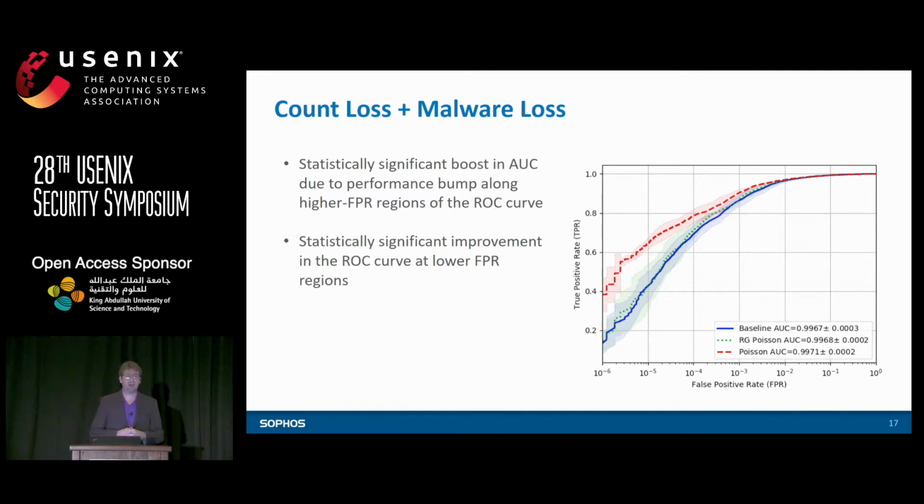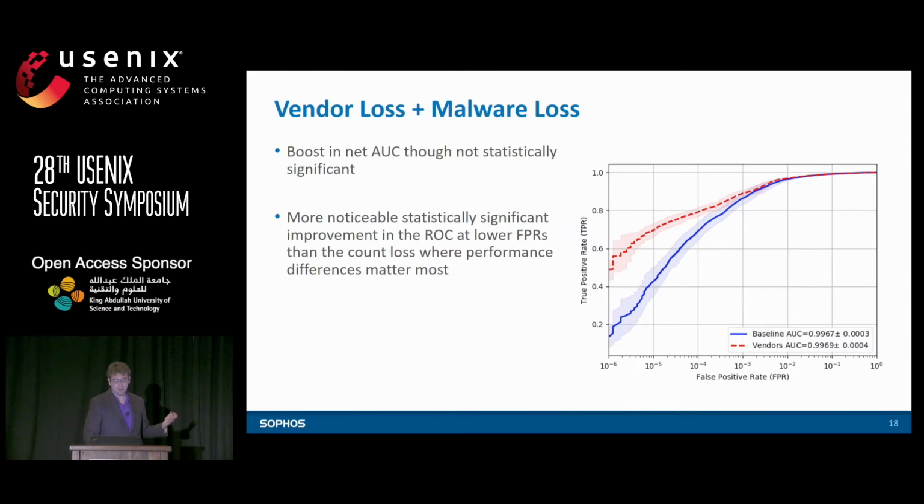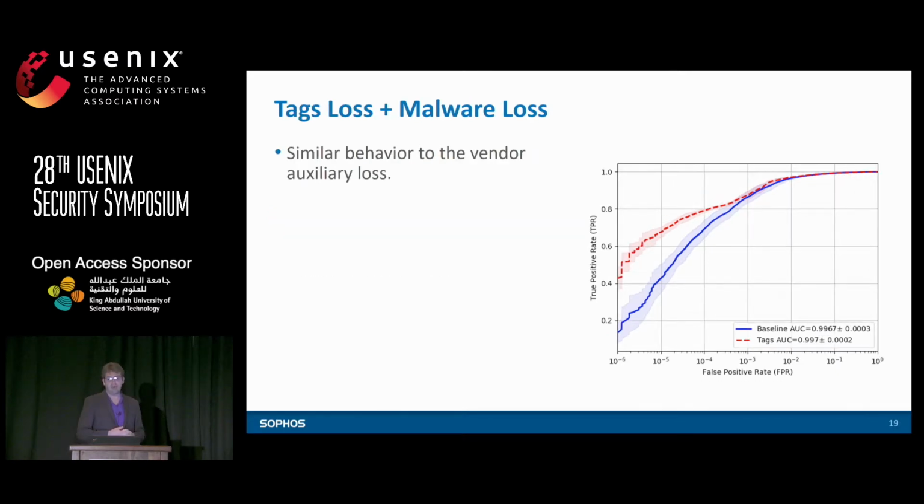So when we add our count loss to our main malware loss, we get a substantial bump in performance, both in terms of the AUC, but also, more importantly, in the relevant region towards low FPRs. When we add our vendor losses, we see sort of the same effect, not quite so much of a bump in terms of area under the curve, but we do see at lower false positive rates, we actually get a more dramatic bump. Similarly for our tags.